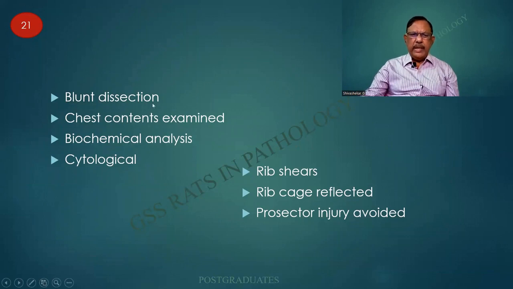After that, there is a blunt dissection. Blunt dissection is literally teasing. What you do is the skin and the subcutaneous tissue are reflected without cutting through the skin and without damaging the intercostal muscles. And after removing the rib cage, or rather the costochondral junction, the chest contents are examined.